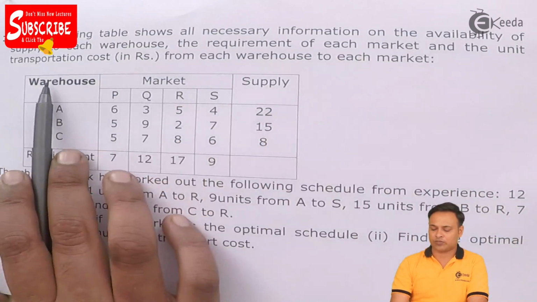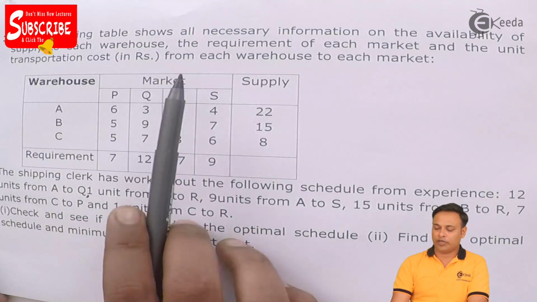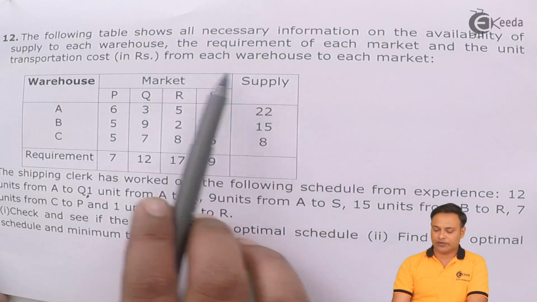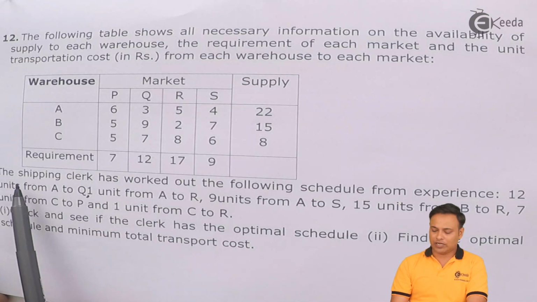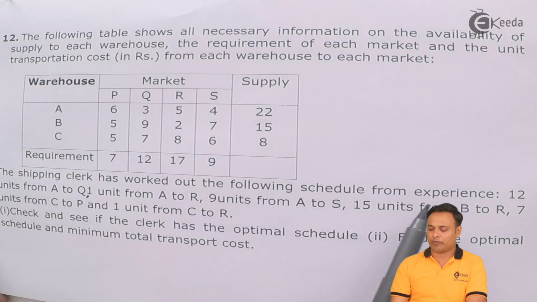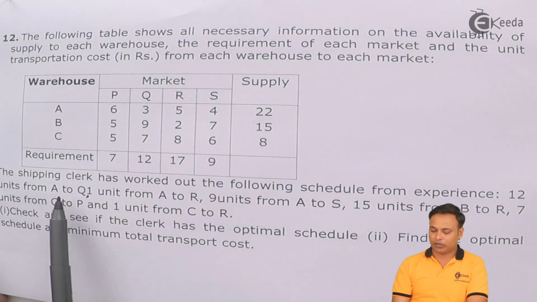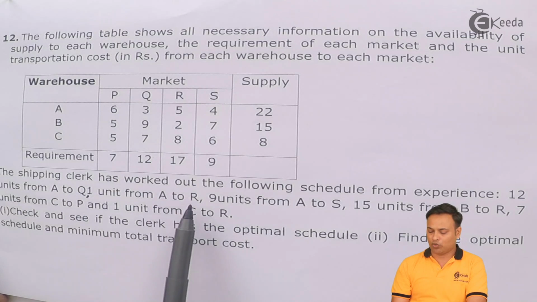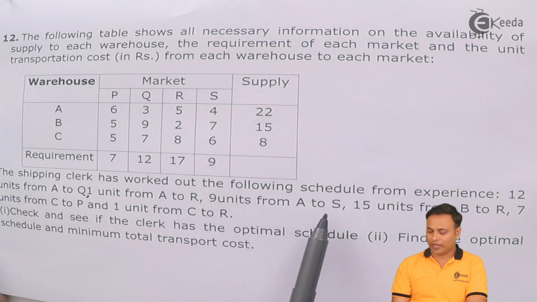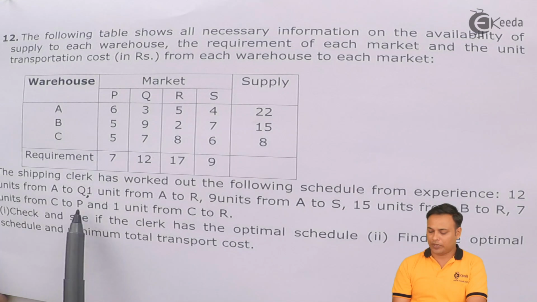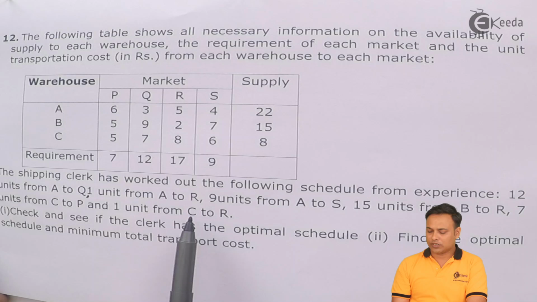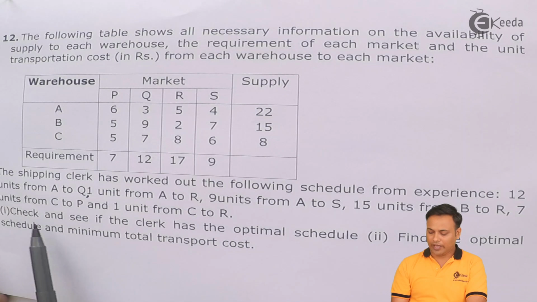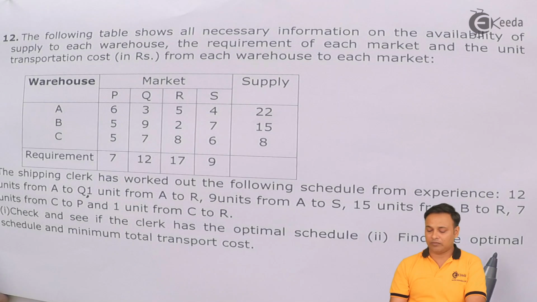The following table shows all the necessary information on the availability of supply to each warehouse, the requirement of each market, and the unit transportation cost in rupees from each warehouse to each market. The shipping clerk has worked out the following schedule from experience: 12 units from A to Q, 1 unit from A to R, 9 units from A to S, 15 units from B to R, 7 units from C to P, and 1 unit from C to R. Check and see if the clerk has the optimal schedule and find the optimal schedule and minimum transportation cost.